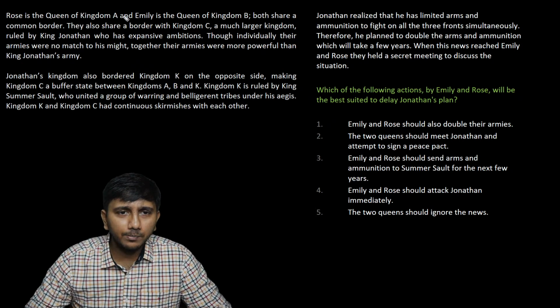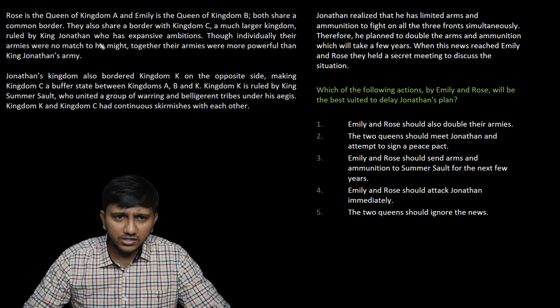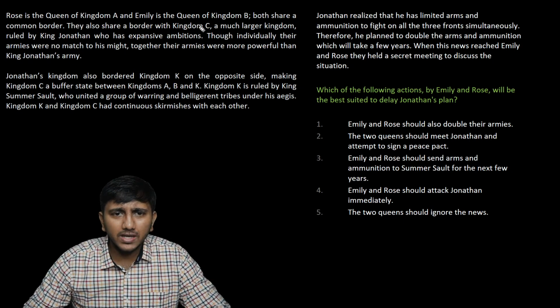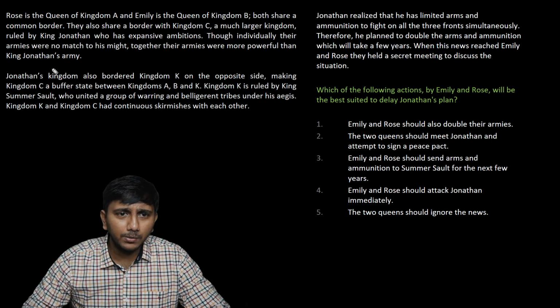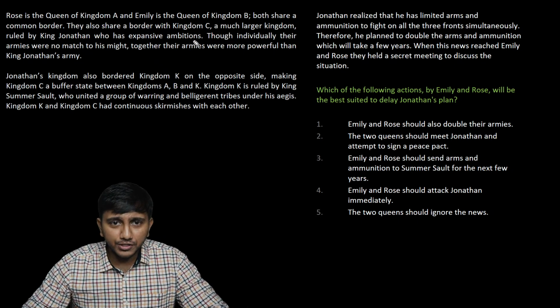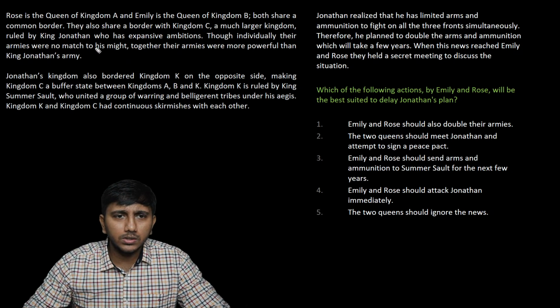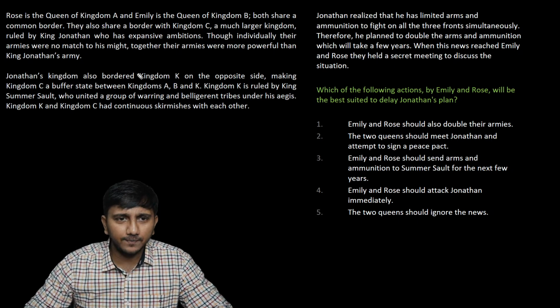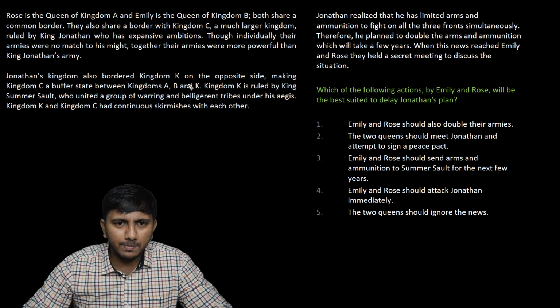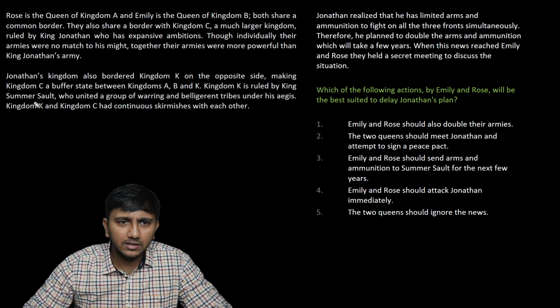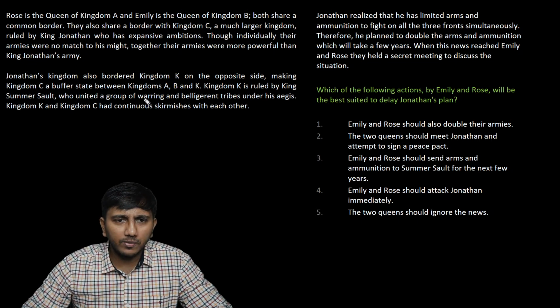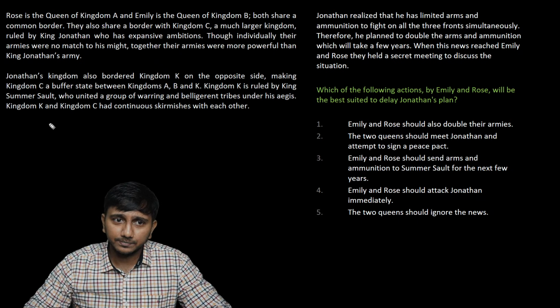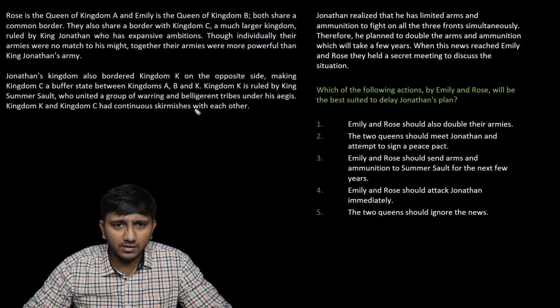Rose is the queen of Kingdom A and Emily is the queen of Kingdom B. Both share a common border. They also share a border with Kingdom C, a much larger kingdom ruled by King Jonathan, who has expansive ambitions. Though individually their armies were no match to his might, together their armies were more powerful than King Jonathan's army. Jonathan's kingdom also bordered Kingdom K on the opposite side, making Kingdom C a buffer state between Kingdom A, B, and K. Kingdom K is ruled by King Somersault, who united a group of warring and belligerent tribes under his aegis. Kingdom K and Kingdom C had continuous skirmishes with each other.